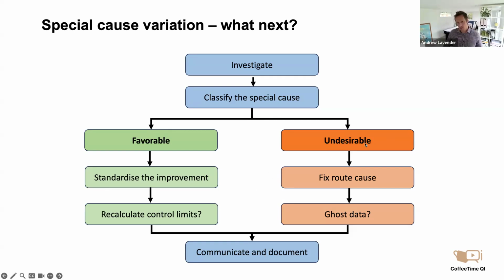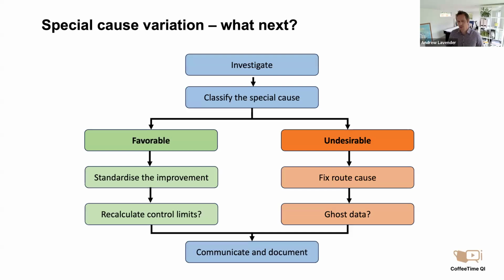If it's an undesirable result, we need to look at how to fix the root cause of that, so go and investigate that. Beyond that, we also might want to look at whether data needs to essentially be ignored. We call that ghosting data. It would be with an outlier, for example. If you identify the root cause and eliminate it, you might then ghost that data point, so it doesn't influence the rest of the analysis of your data set.